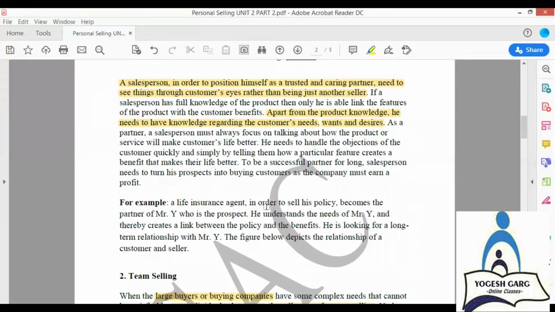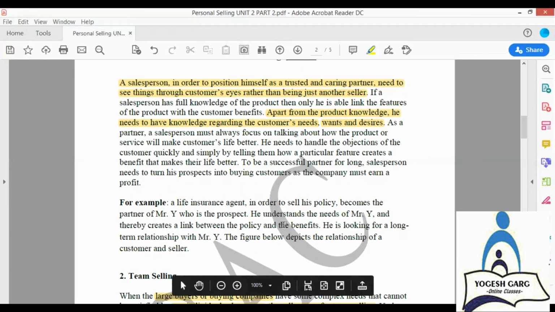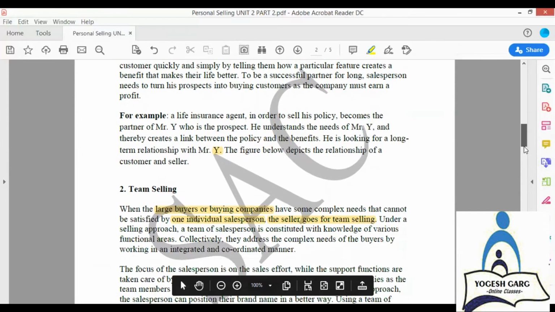A life insurance agent, in order to sell his policy, becomes the partner of Mr. Abai, who is the prospect. Prospect means customer. He understands the needs of Mr. Abai and creates a link between the policy and benefits. He is looking for a long-term relationship with Mr. Abai. This figure is not there anymore.